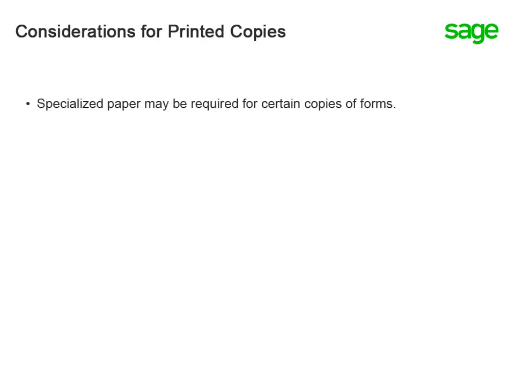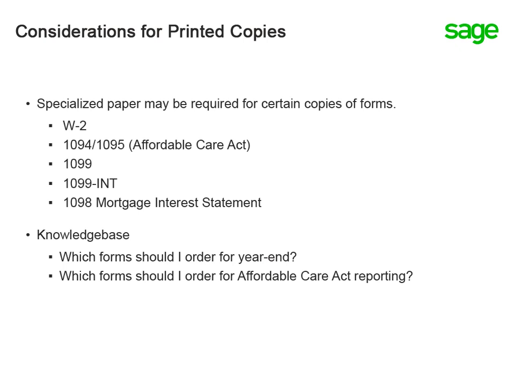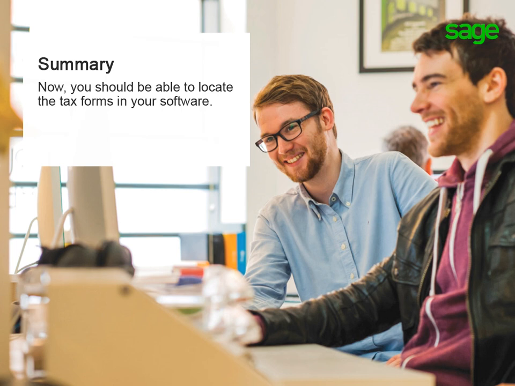An important note: while many of the forms printed through the Aatrix Forms interface can be printed and submitted on standard paper, there are some year-end forms that are required to be printed on specialized paper. Please search our knowledge base for the following articles for detailed instructions on which forms require specialized paper. Now you should be able to locate the government forms in your software.